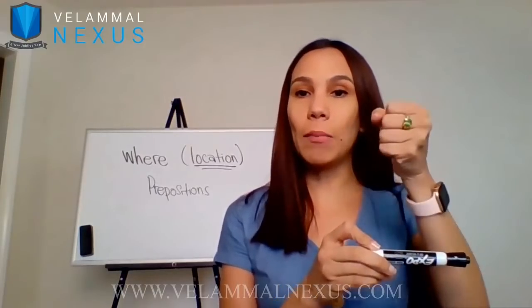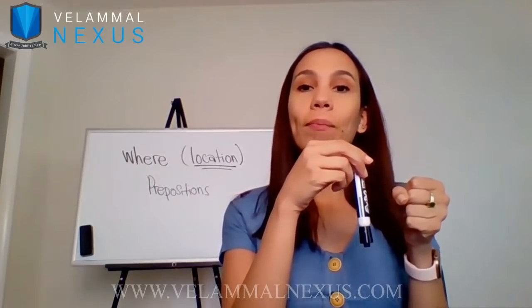Our third preposition is under. The marker is under my hand. This is my hand and this is the marker, under. Then we have behind. The marker is behind my hand. It's not in, it's not on, it's not under, it's behind. Then we have in front of, which is the opposite of behind. In front of, behind, in front of.